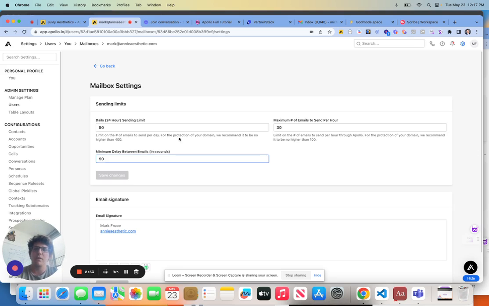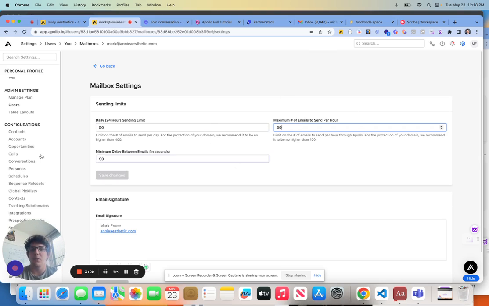Right. So let's just say that this was set at zero. Right. What happens here if we're allowed to send a maximum of 30 emails per hour? Right. At let's say 1:01 p.m. Right. We will send out 30 emails in a matter of seconds. Right. This will kill your deliverability on the email server side. So you kind of counteract the two, right? Between the minimum delay between emails and seconds and the maximum number of emails to send per hour.